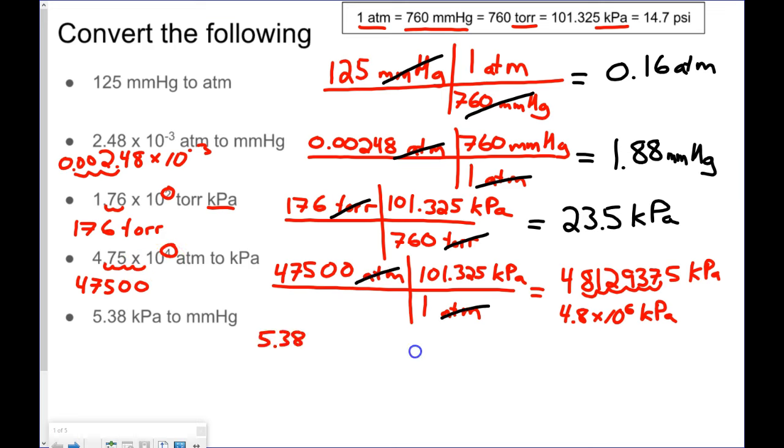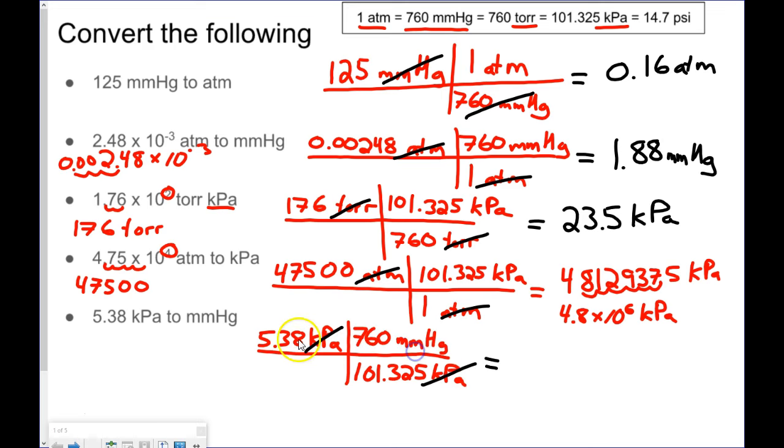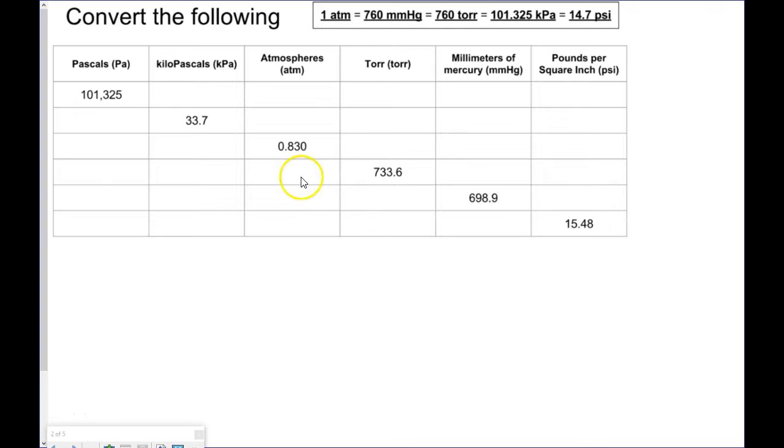All right, final one, 5.38 kilopascals to millimeters of mercury with dimensional analysis. I know that 101.325 kilopascals is equal to 760 millimeters of mercury. Cancel out those, do the math, 5.38 times 760 divided by 101.325, and I'm left with 40.35 millimeters of mercury. All of this can be done when I have those conversions right there, which you will always have for tests.